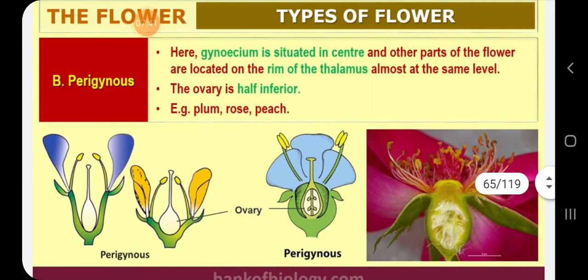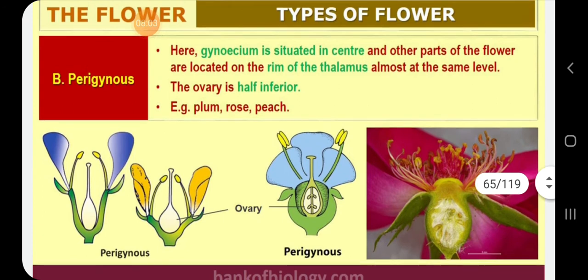And perigynous. Perigynous means the gynoecium is situated in the center, and the other parts of the flower are located on the rim of the thalamus, almost at the same level. The ovary is half inferior. The ovary is not completely inferior, it is not fully embedded into the thalamus, but it is half embedded into the thalamus, and that is why it is half inferior, and it is called perigynous. For example, plum, rose, peach.